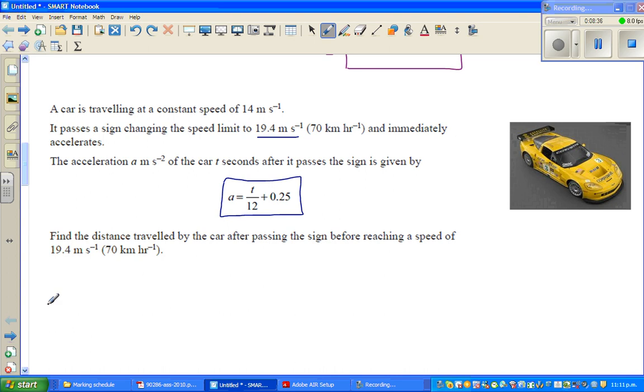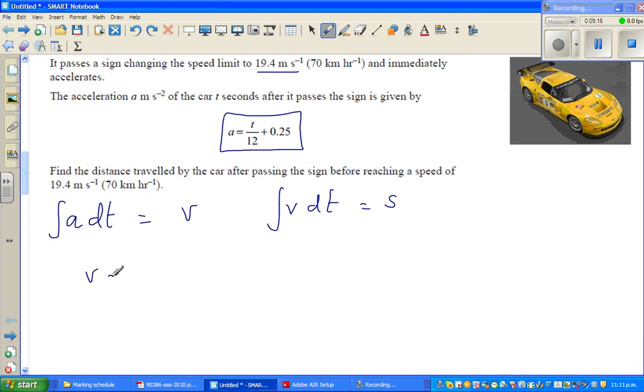So let me rewrite. When you integrate a, or acceleration, with respect to time, you get velocity. And when you integrate velocity with respect to time, you get distance. So you're going backwards. So first let us find velocity, and from velocity we'll find distance. We know a as a function of t, so if you integrate a with respect to time, you get the velocity.